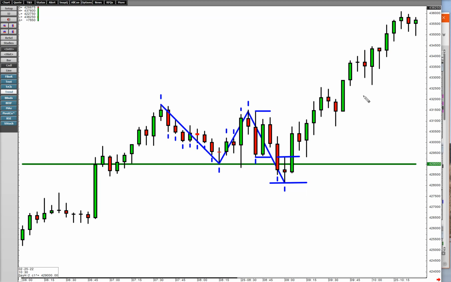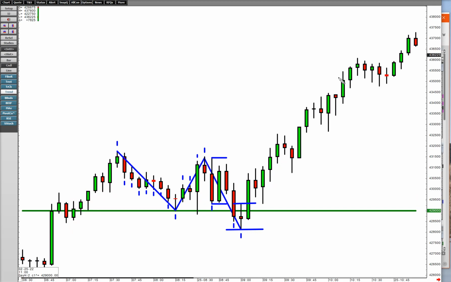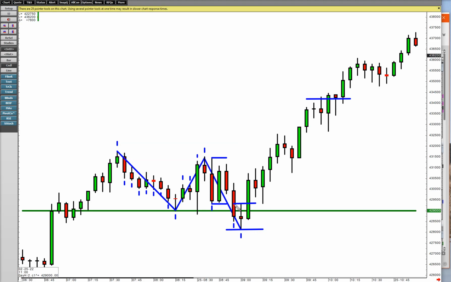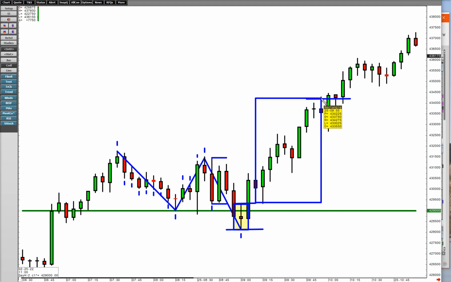49 points on top of 42.93 would be 43.42. So we got to 43.42 by this bar right here. 43.42 by the 9:55 bar. So you basically took this much risk, 12 points, 12 and a quarter points, and made 49 points in about an hour. And it's still going.